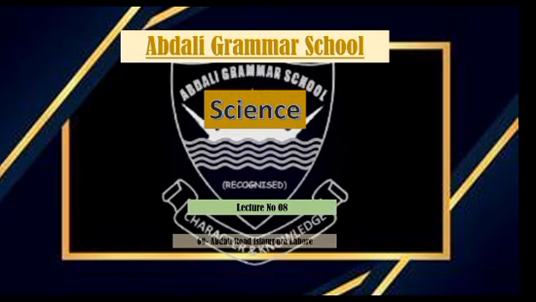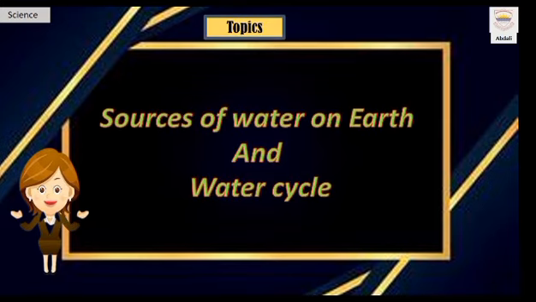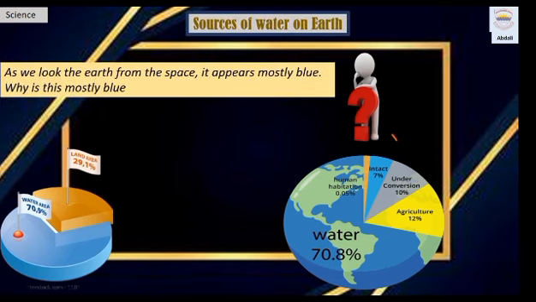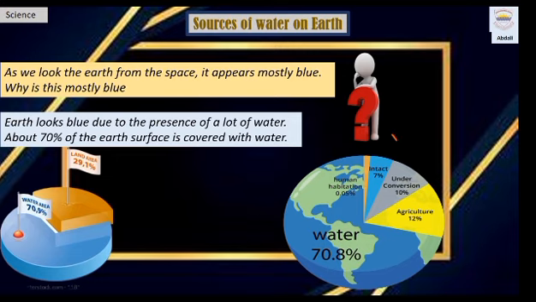Hello, curious minds. Today, we're going to delve into the captivating topic: sources of water and the water cycle. Sources of water on Earth. As we look at the Earth from space, it appears mostly blue. Why is this mostly blue? Earth looks blue due to the presence of a lot of water. About 71% of the Earth's surface is covered with water.